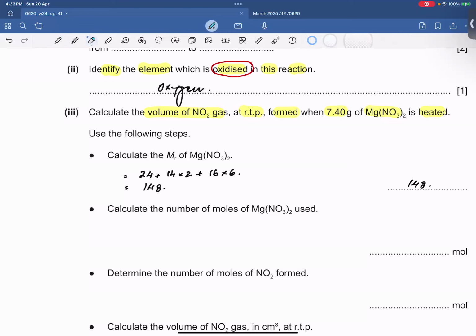Let me check one more time. We can also calculate its Mr this way: magnesium is 24 plus nitrogen is 14 plus oxygen is 16 times 3, into 2. So here 24 plus 14 plus 16 times 3 is 62, and 62 times 2 is 124, and 124 plus 24 is 148. You can also find it this way. Okay, and this is 2 beta.